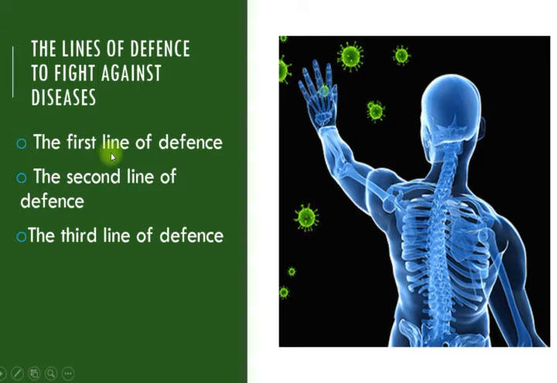And then if the first line of defense cannot cope, the second line of defense will cope with it. And if the second line of defense also cannot cope with the infection, the third line of defense will cope with the infection. Alright, that is referred to as the lines of defense to fight against the disease.